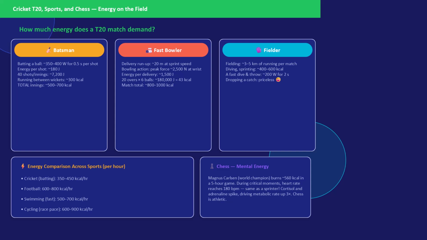A T20 cricket match is a full body energy event. A fast bowler delivers about 24 balls in a match. Each delivery involves a 20-meter sprint, a complex biomechanical action exerting peak forces of 2,500 newtons and a release speed of 140 kilometers per hour. Over a match, a fast bowler can burn close to 1,000 kilocalories.